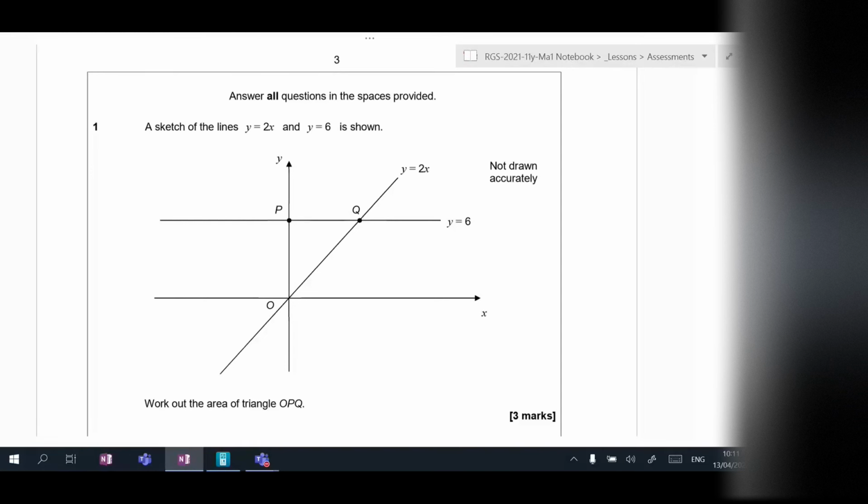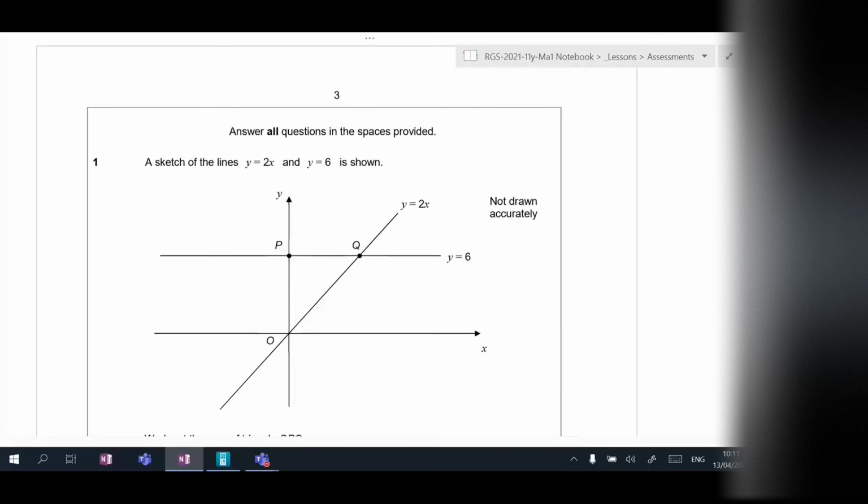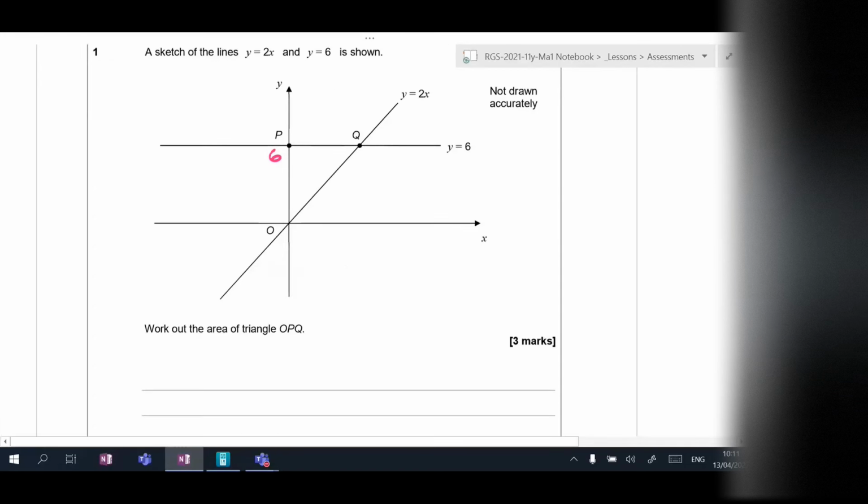So if we think about the key points on this triangle, we know this is the line y equals 6, which means that point there is 6. What we could do with finding is the intersection point Q. So to find Q, we know that y is 2x and y is 6. So therefore, 2x must equal 6, which means that this is the point 3, 6.